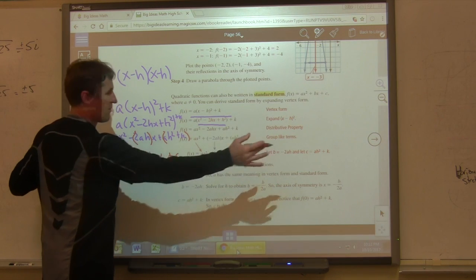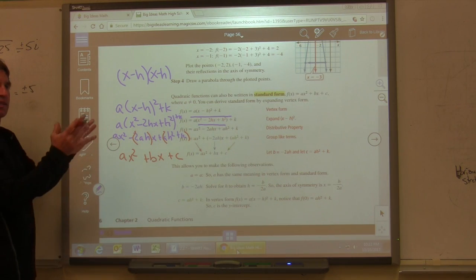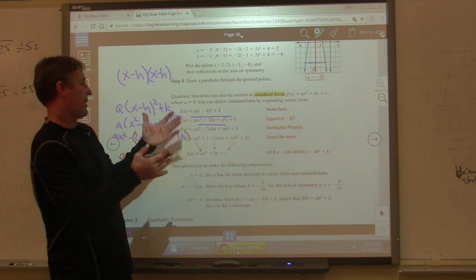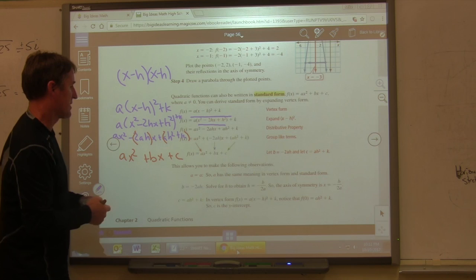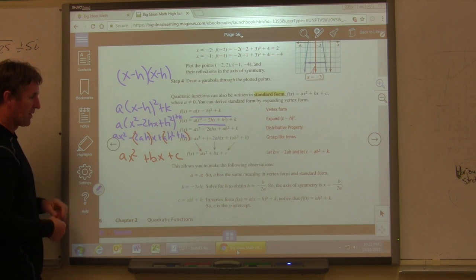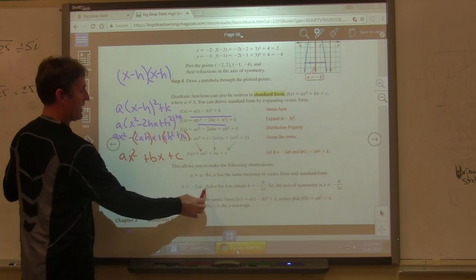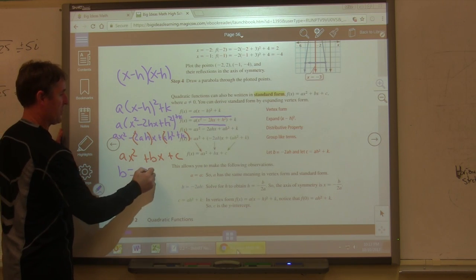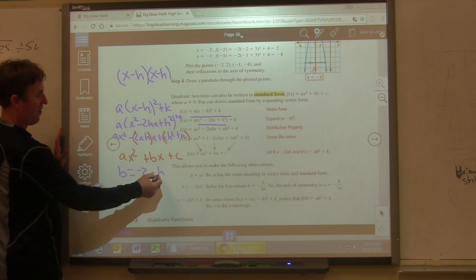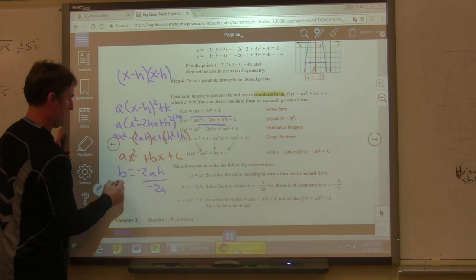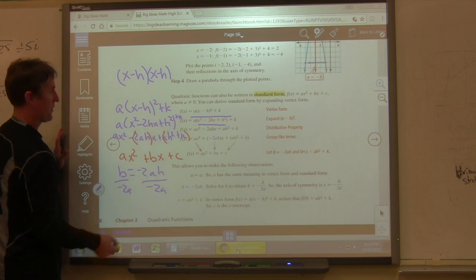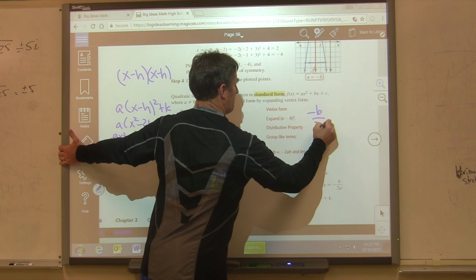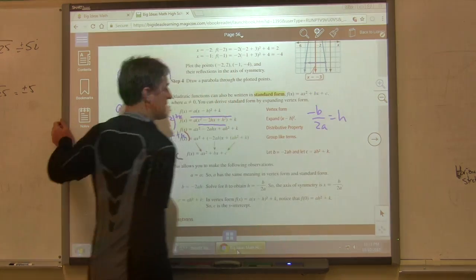It has the same meaning in vertex form as standard form. It tells us whether it's being vertically stretched or vertically shrunk, or if it's being reflected over the x-axis. Nothing has changed on that. But we're letting this b equal negative 2ah. Well, if b equals negative 2ah, and we solve for h, we would divide by negative 2a. And so that's where we get this negative b over 2a. It's the same as h.